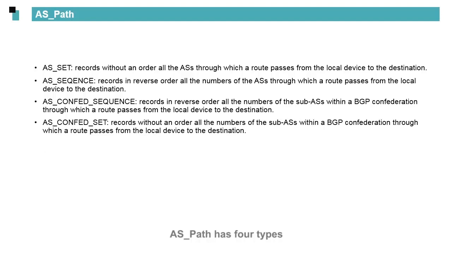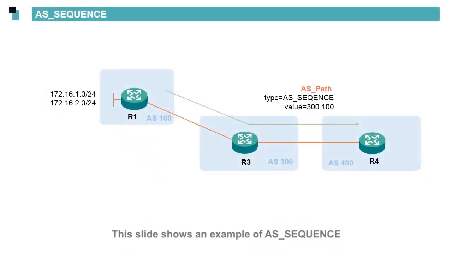AS path has four types, which are not described in detail. AS set and AS confed set are similar. AS sequence and AS confed sequence are similar. AS confed set and AS confed sequence are used in confederation scenarios. AS sequence is an ordered AS number list, whereas AS set is an unordered AS number list. This slide shows an example of AS sequence.